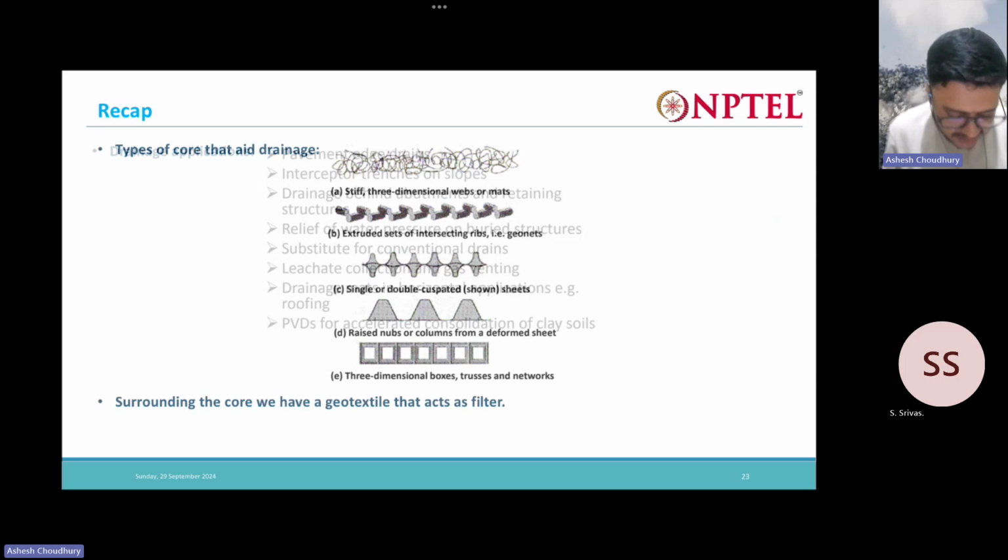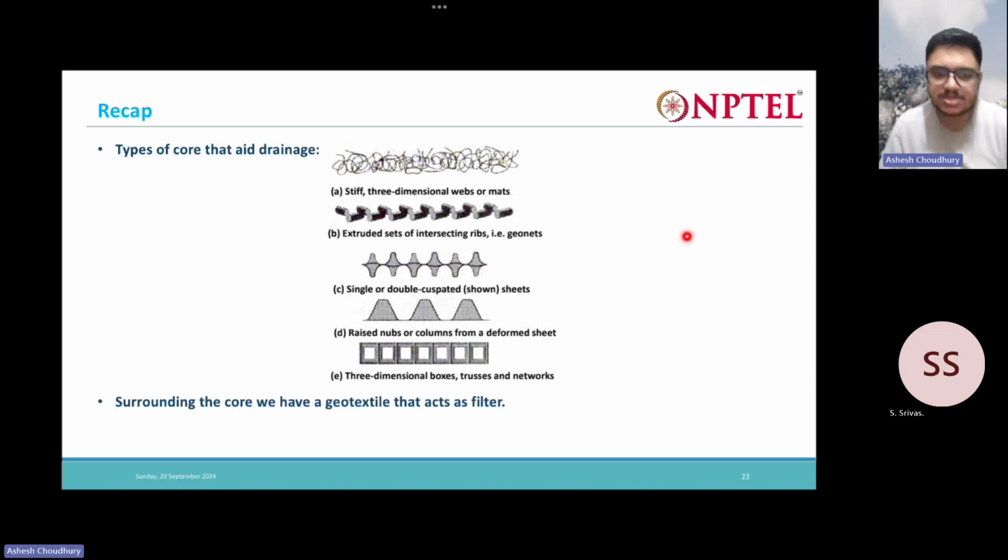So these are various types of core-edge drainage. You know about geocomposites, right? We studied geocomposites, where you have two geotextiles placed at the top and the bottom. Those work as the filter. In the middle we have a geonet.